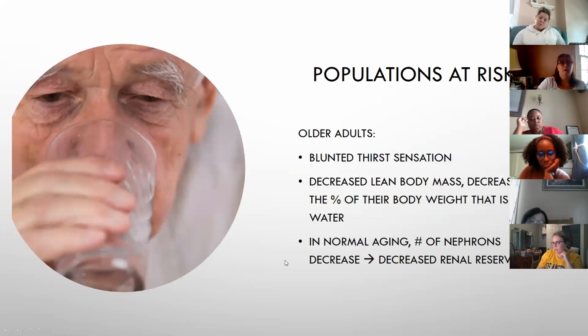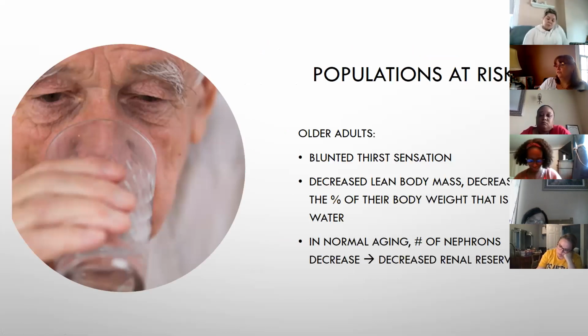All right, and then the older adult. This is another high-risk population. They could have a blunted thirst, so they might not be able to sense that they need more fluids. They also have a decrease in lean body mass, which decreases their percent of body weight as water. So they have less volume per pound than we would. And with normal aging, their number of nephrons decreases and their renal function decreases. So they may not be excreting properly either. So again, they could not have that sense of thirst.